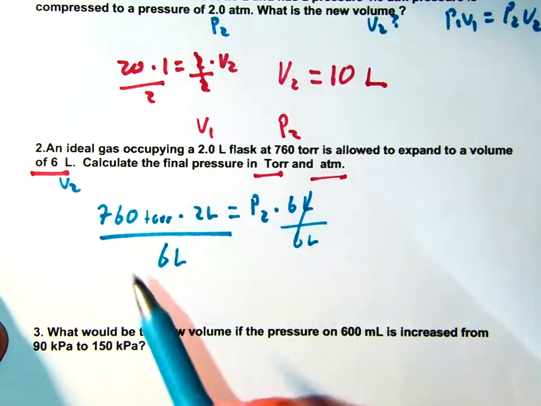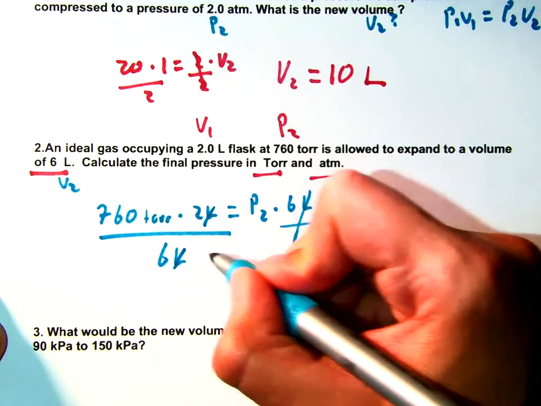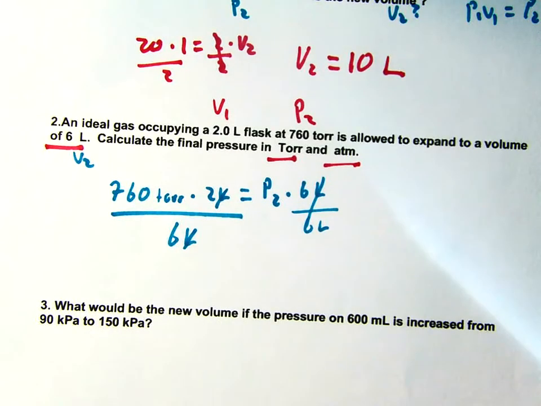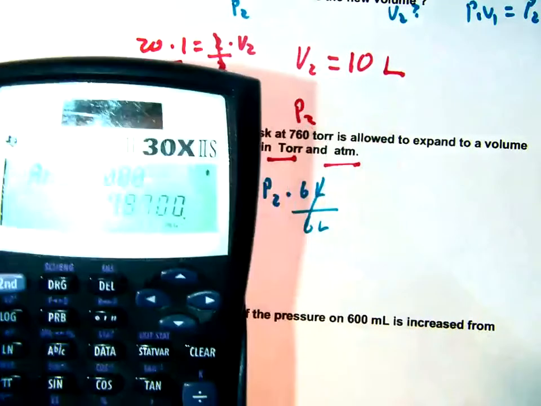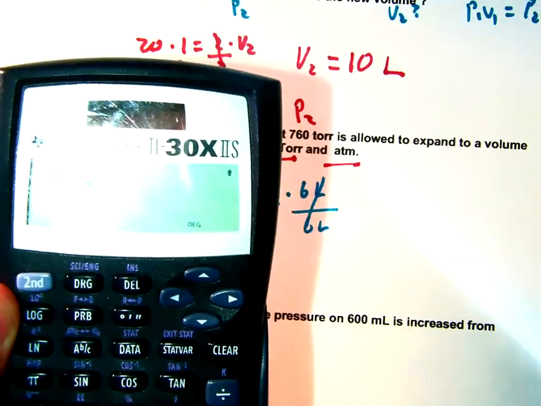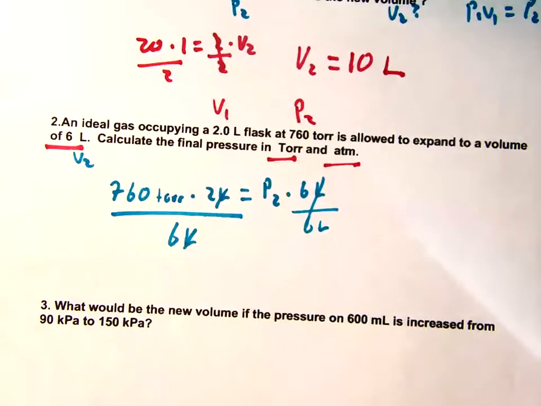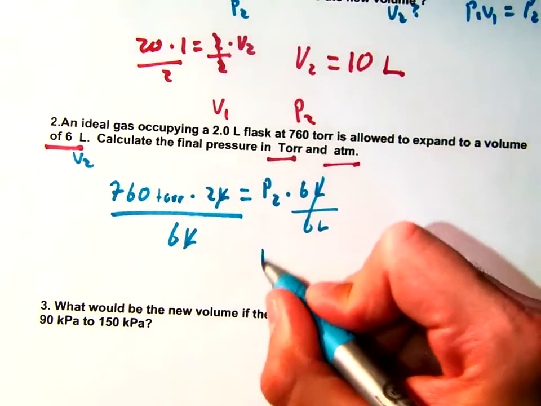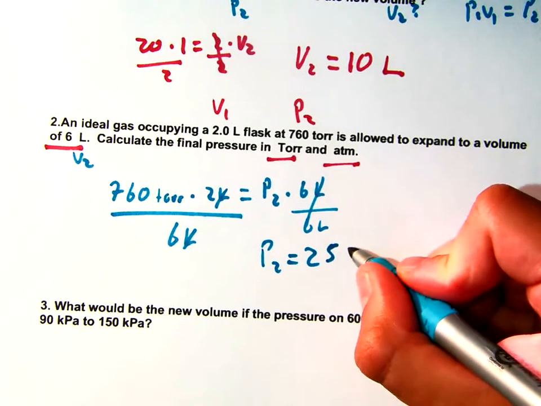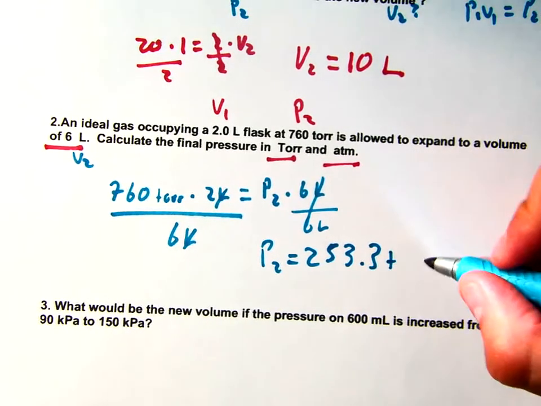So that's my pressure. And the reason we're ending up with torr is because if liters are on top of each other, they cancel. Okay, so I go 760 times 2 divided by 6. That's going to give me, we'll round to that first decimal, my P2 equals 253.3 torr.